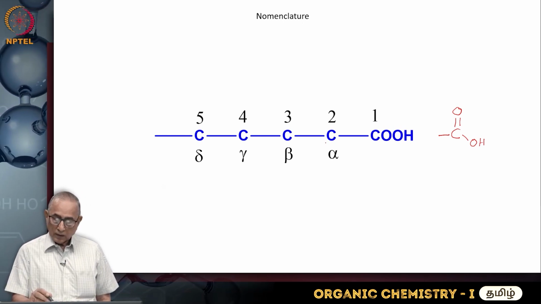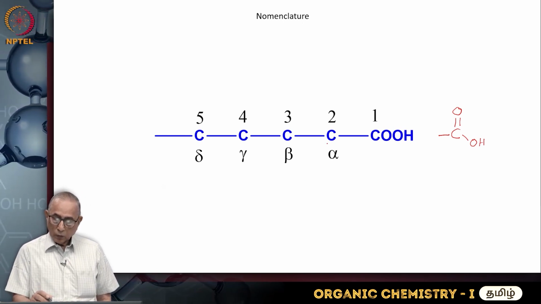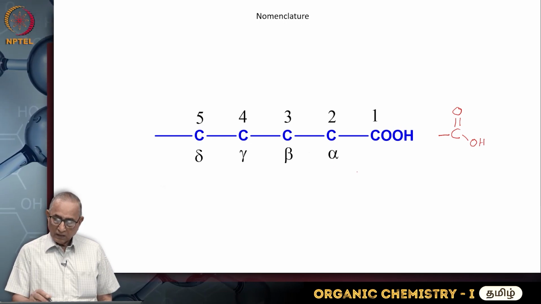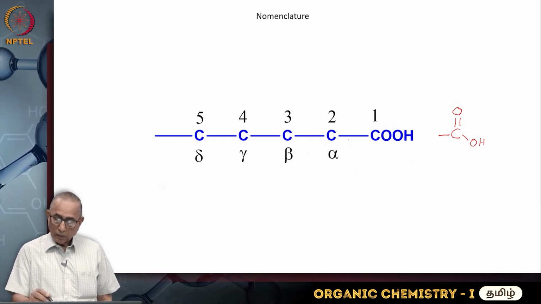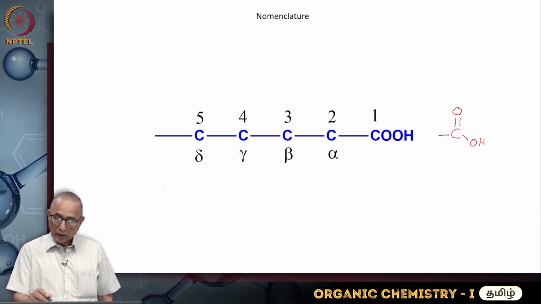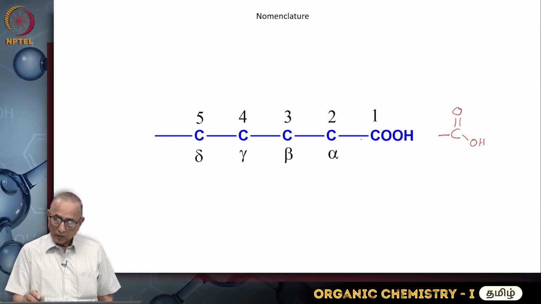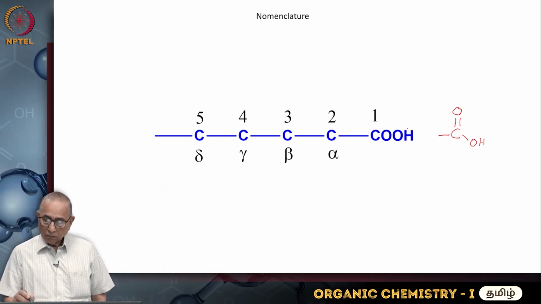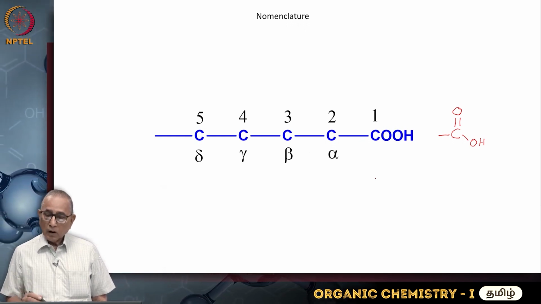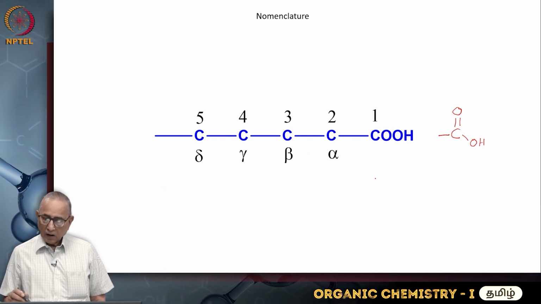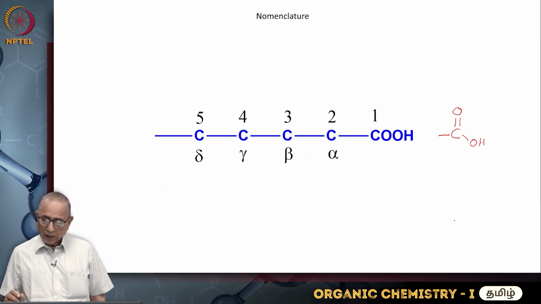If there is a substituent here, like a methyl group, it is 2-methyl. Let us say this bond is not there, this is a derivative of acetic acid, then it will become propionic acid. The longest chain is named with 1, 2, 3 carbons, that is a derivative of propane, and you have the COOH group, which is called oic acid. Propane, leave the E and add oic acid, called propanoic acid.